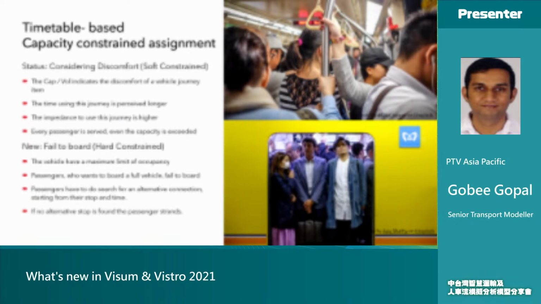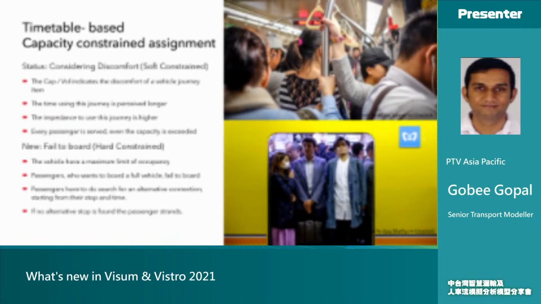So, the status: considering discomfort in the previous version, the volume divided by capacity indicates the discomfort of the vehicle journey item. The time using this journey is perceived as longer, and the impedance to use this journey is higher. Every passenger is served, even if the capacity is exceeded. So this is the previous VISUM version. With VISUM 2021, there is fail to board.